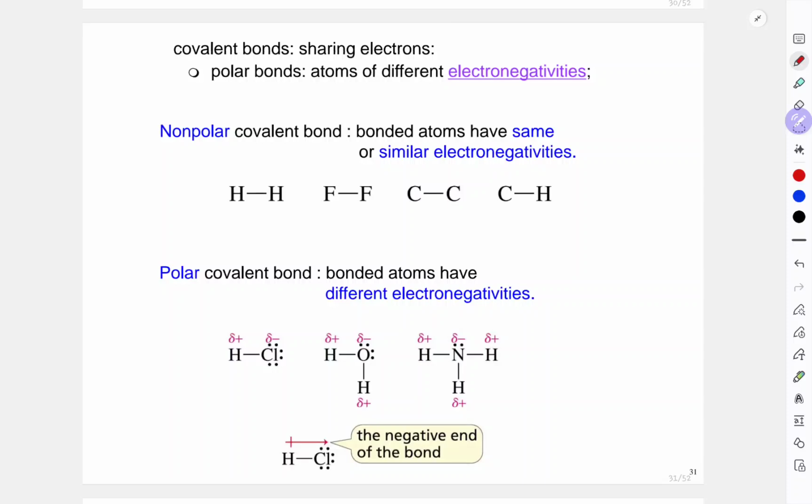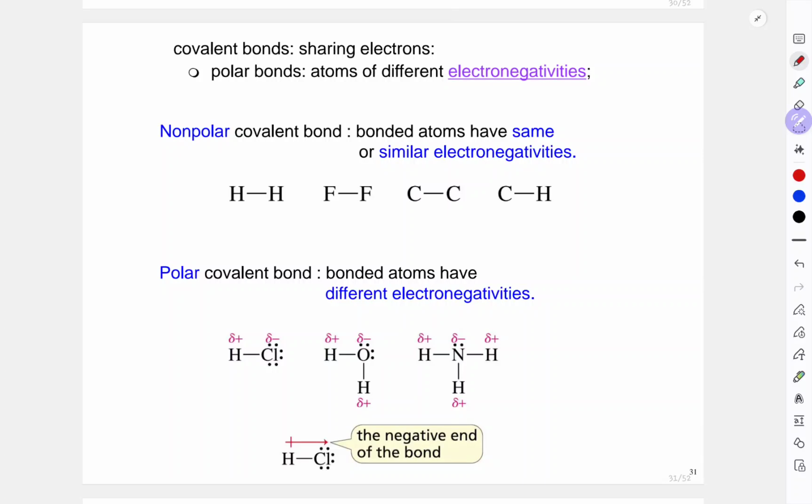You can characterize covalent bonds. You can characterize the polarity of the given bond: polar bond, non-polar bond. A non-polar covalent bond can arise between bonded atoms having the same or similar electronegativities. These are typical non-polar covalent bonds. The carbon-hydrogen bond and carbon-to-carbon bonds you will see a lot in organic molecules are basically non-polar. What about a polar covalent bond?